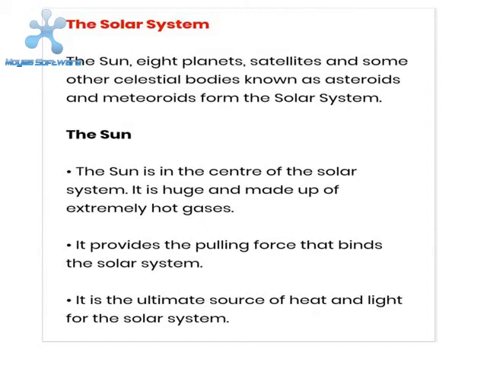The solar system. Everybody is familiar with the solar system. The solar system includes the sun, 8 planets, satellites, and some other celestial bodies known as asteroids and meteoroids. In short, we can say that the solar system includes the sun, 8 planets, satellites, meteoroids, asteroids, etc. This is called the solar system.